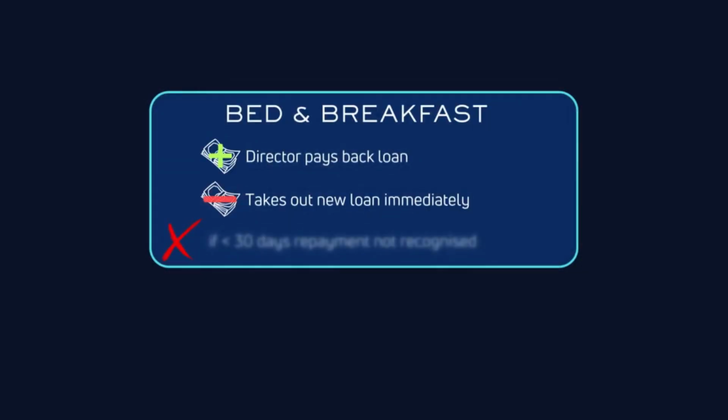Another trap to be aware of is bed and breakfasting. Some directors think they can simply repay the loan and immediately withdraw the same amount again. HMRC are aware of this. There's a 30-day rule in place which prevents that strategy from avoiding the tax charge. It's also worth noting that on the balance sheet, the director's loan will appear as a liability if the company owes you the money, or as an asset if you owe the company money. Large overdrawn balances can raise questions from lenders, so it isn't purely a tax issue, it's also one of credibility and overall control of your business.